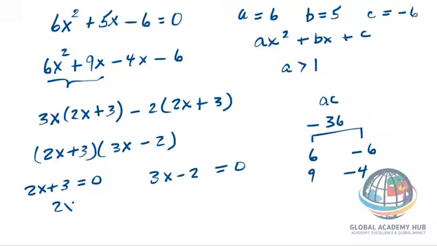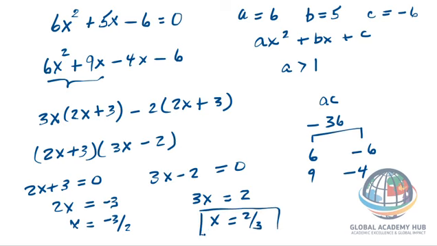So here I get 2x is equal to minus 3, hence x is equal to minus 3 divided by 2. Here I have 3x is equal to 2, hence x is equal to 2 over 3. And there you have it. We factored and solved.